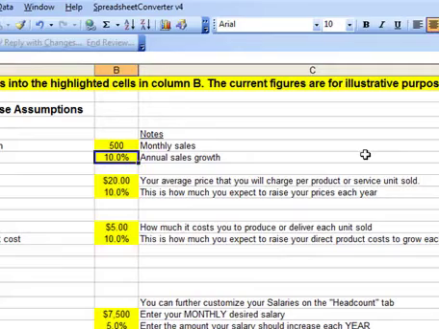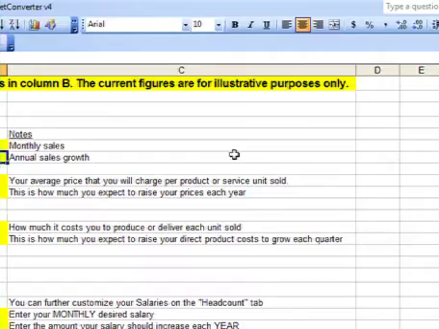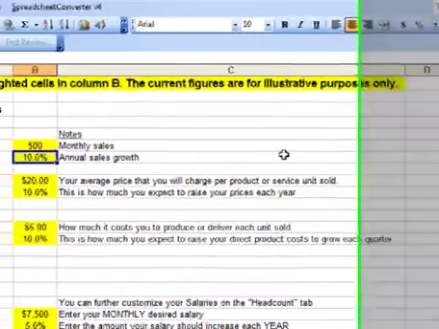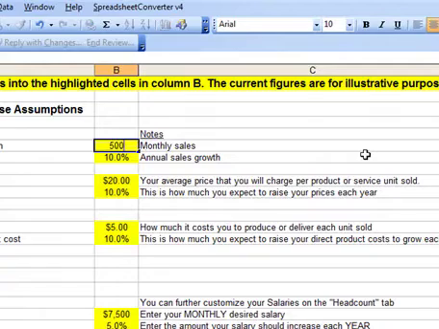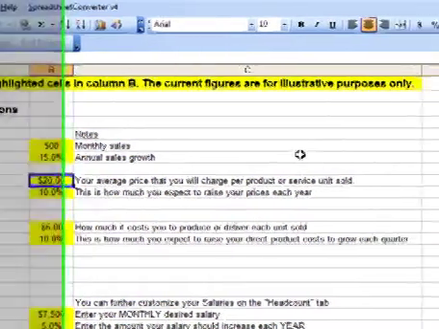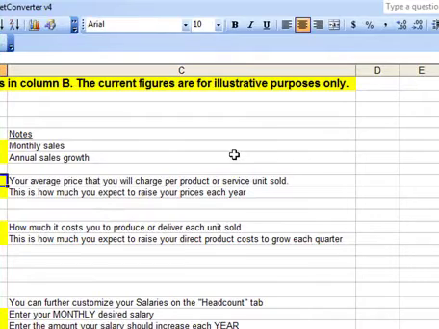And I believe my annual growth rate, the percentage increase of tire sales each year, I think I'm going to increase by 15%. So all I'm doing here, I just typed in 500 into this cell, and in this cell, I'm going to type in 15. I think it's a 15% growth rate. The average price that I charge, maybe I think I'm going to charge $125 on average per tire.